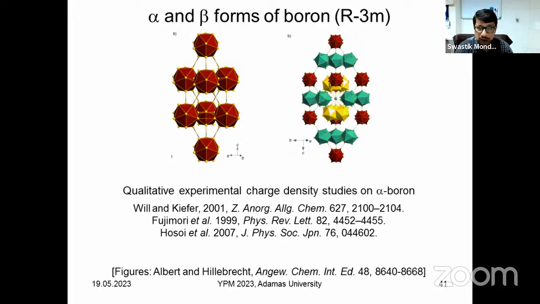I will concentrate on charge density analysis, which is something a little difficult, but can be done using single crystal X-ray reflection data. This was a problem that was brought to us: this is the alpha boron structure and this is the beta boron structure. These two were known already, and there is another form of boron, amorphous boron. So amorphous boron, alpha boron, and beta boron were the three forms known to us until 2007.